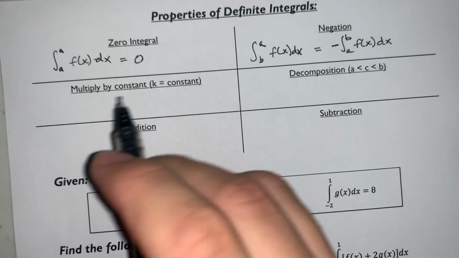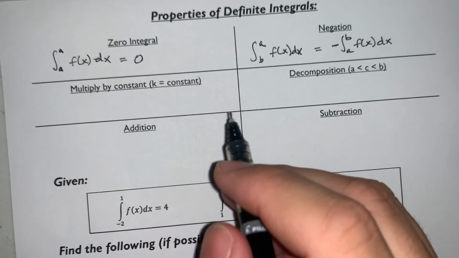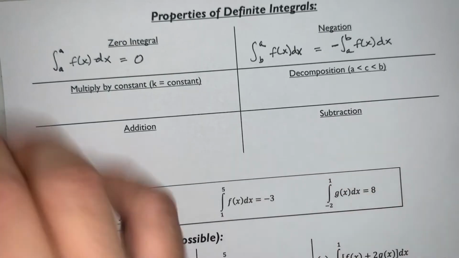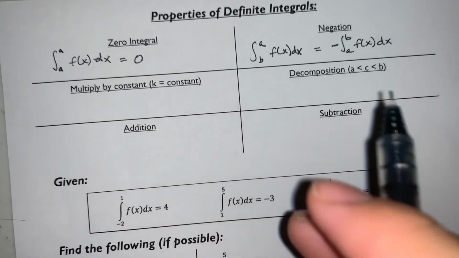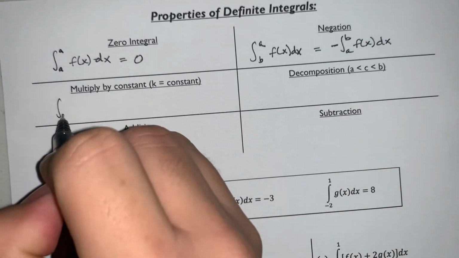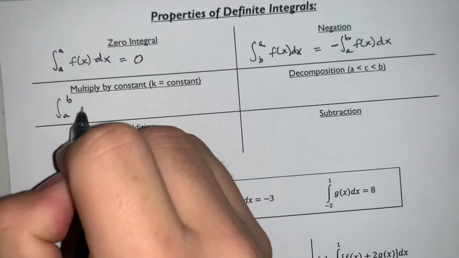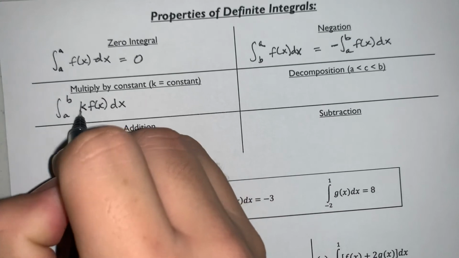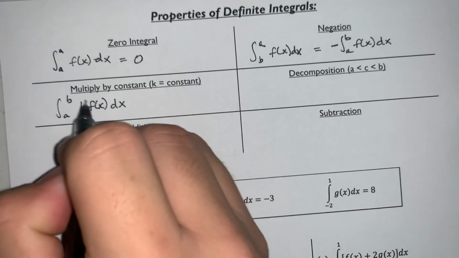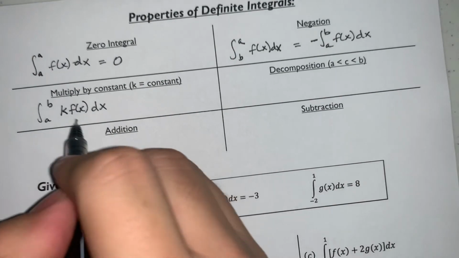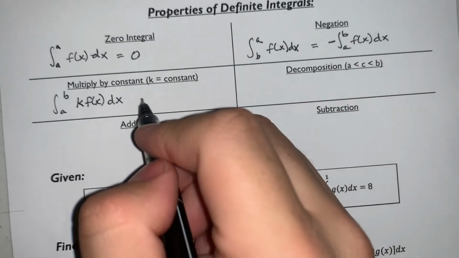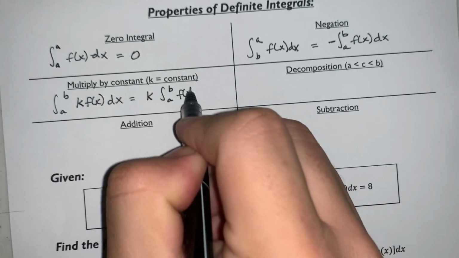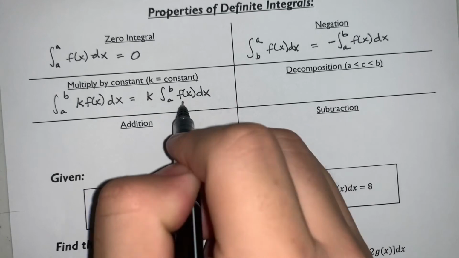This is the one that I see the most, and the one I know is going to be the most helpful, especially when we do u-substitution, integration by parts, and partial fraction decomposition. When you multiply a function by a constant, let's say you have the integral from a to b of k times f of x dx. If your entire function is being multiplied by a constant, one thing you can do is move that constant outside of the integral and then integrate the function more easily. So this is the same thing as k times the integral from a to b of f of x dx. This is one that we are going to do a lot.